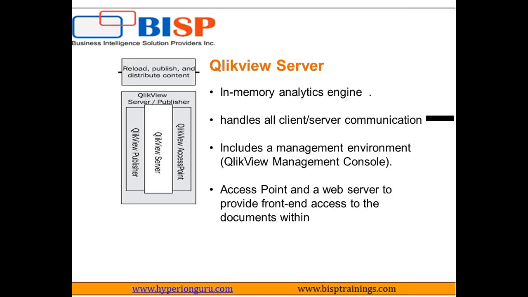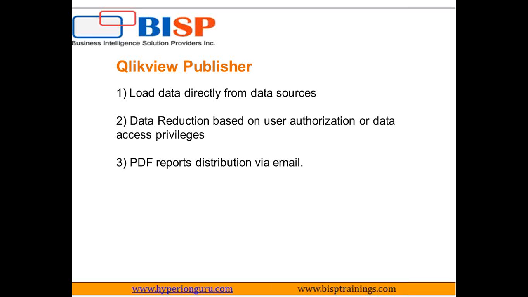After that comes the access point. Access point is nothing but a kind of web server where users can access their reports directly using a web browser. And then we have a part called the Qlikview publisher, which is not mandatory, but it's an add-on to the Qlikview architecture because it gives some features like data reduction based on user authorization or data access privileges. This is basically a security implementation. Although you can also implement security without publisher using some code, section access, section application, the publisher gives you some extra advantages over applying section access over different kinds of fields.